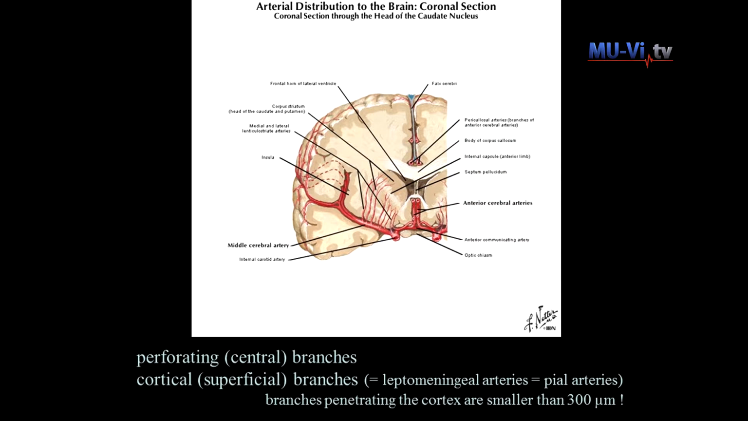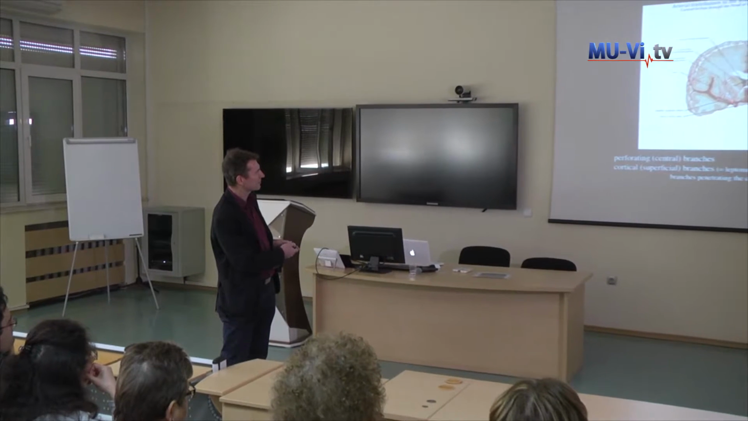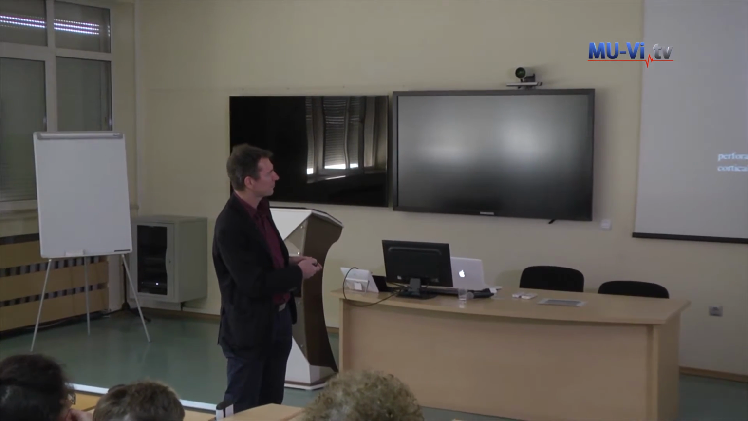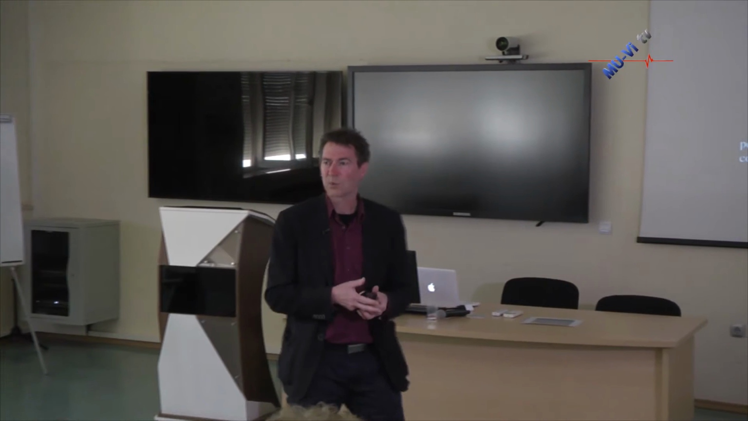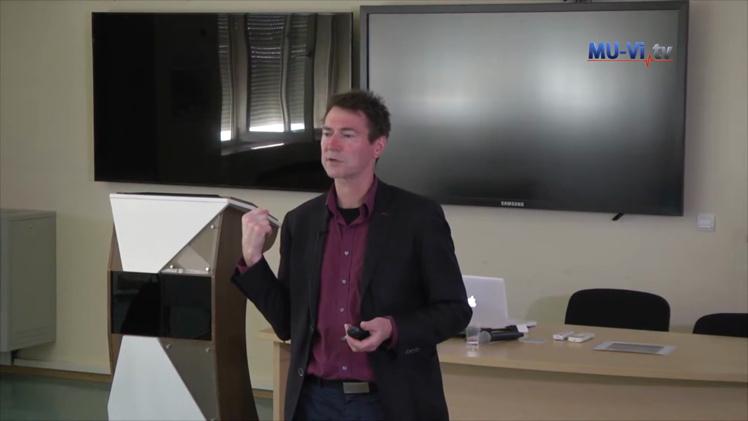First, we have the so-called perforating or central branches. And they come from the first part, let's say the proximal parts of these large arteries. So this is the frontal section, this is the middle cerebral artery, and here you see from the proximal parts perforating or central branches which immediately go up inside the brain substance, and also from the anterior cerebral artery and the posterior cerebral artery you will see similar branches.